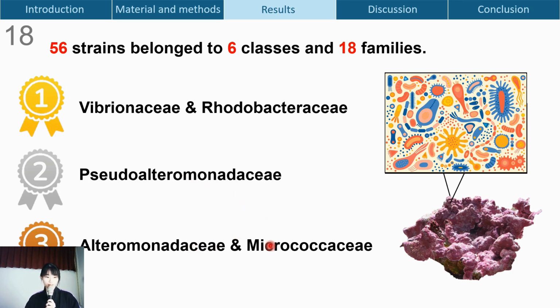Both of these two have 5 strains. Sorry, and what we need to memorize is only the number 2. So just remember its name: Pseudoalteromonadaceae.